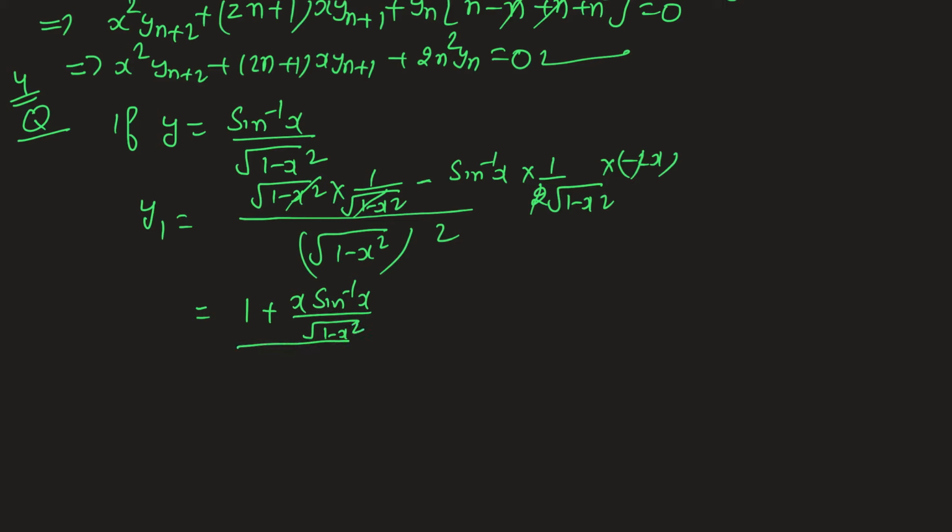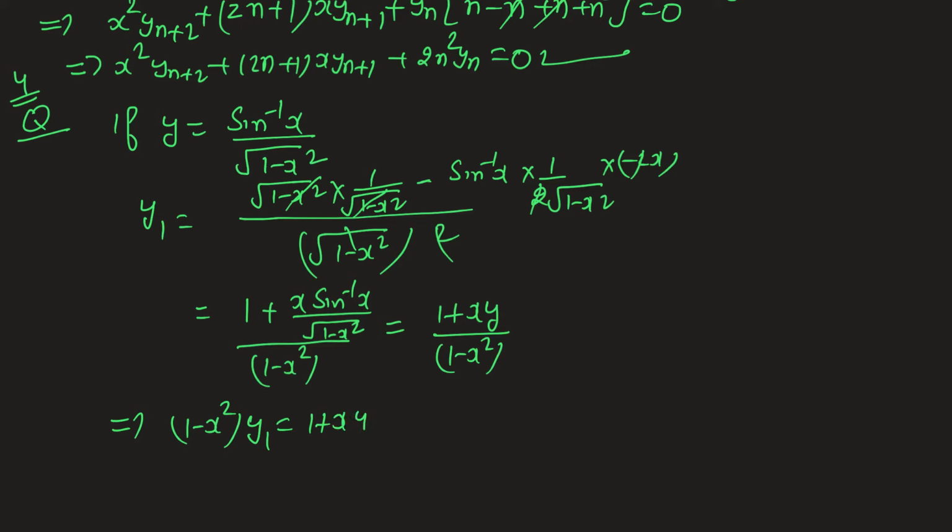divided by the square of root 1 minus x square. The square and square root will cancel out, so we are left with 1 minus x square. So this is further equal to 1 plus x, and this sine inverse x by root 1 minus x square will become y. So this will be xy divided by 1 minus x square. So now this will multiply over here. This implies that (1 minus x square) y1 is equal to 1 plus xy.